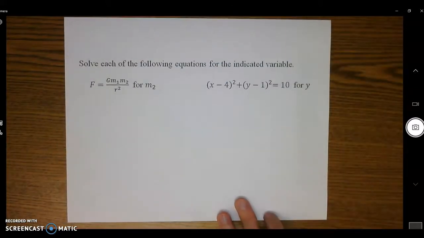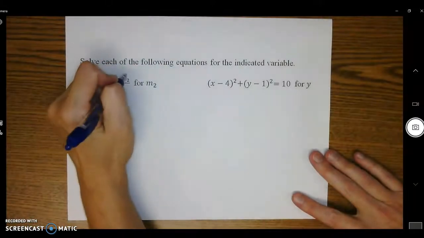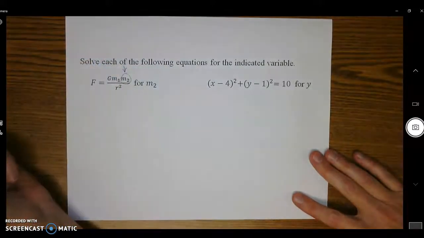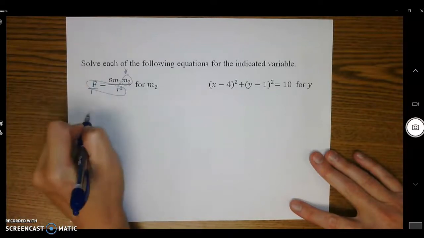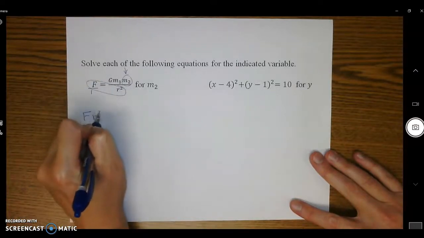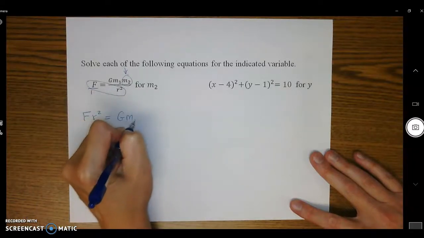All right, two more. This one, F equals G m sub 1 m sub 2 all over r squared. I'm trying to get m sub 2 to be by itself. So I'm going to put this over 1. We're going to cross multiply here. So F r squared equals all of this stuff times 1, is all of the stuff.